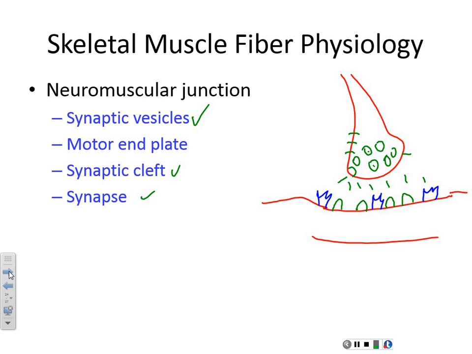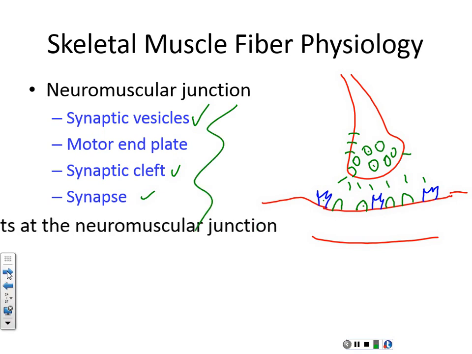Okay, the motor end plate we said is the specialized part of the muscle fiber membrane that has receptors for acetylcholine and also for an enzyme that breaks down acetylcholine. This will be the story of ligand gated. Okay, so we're able to explain all that.